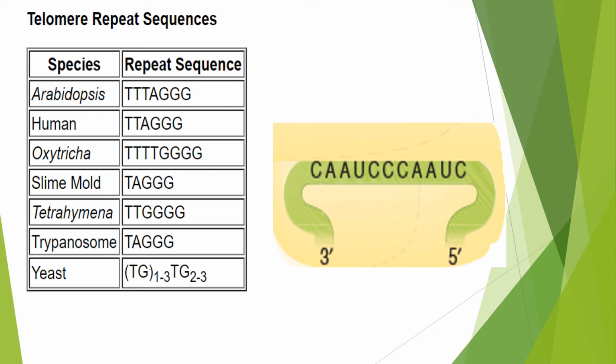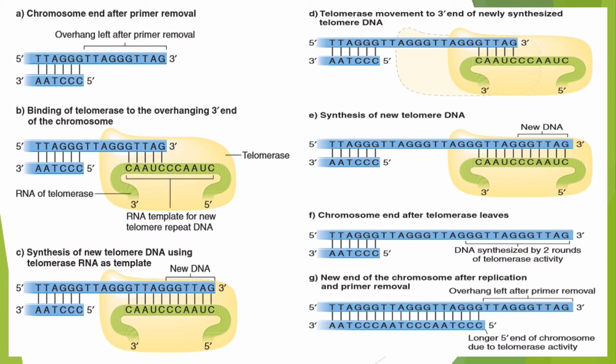So the telomerase will form complementary binding with the telomeric end of the parental DNA, and then it will synthesize the new strand on the parental DNA itself. Understand this process. If you see, chromosome ends after primer removal: this is your parental strand and this is your daughter strand, and here there was a primer. We have removed the last primer. Now we have a 5' phosphate group here, and we cannot synthesize this strand.